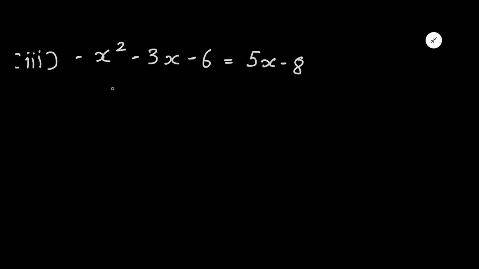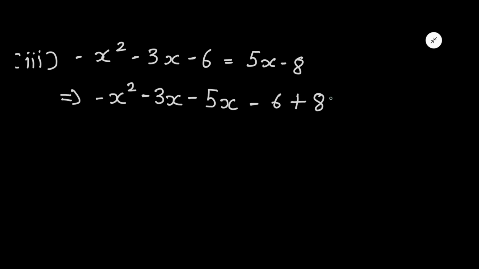Let's solve one more example, which is minus x square minus 3x minus 6 is equal to 5x minus 8. So first we will solve this equation. So here minus x square minus 3x. So if 5x comes here, it will become minus 5x minus 6 plus 8 is equal to 0.